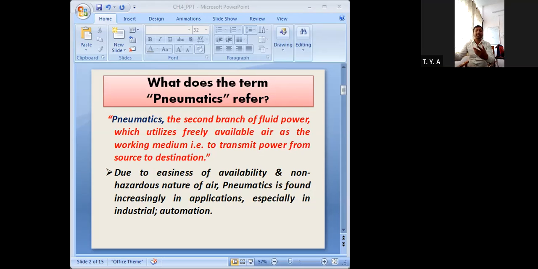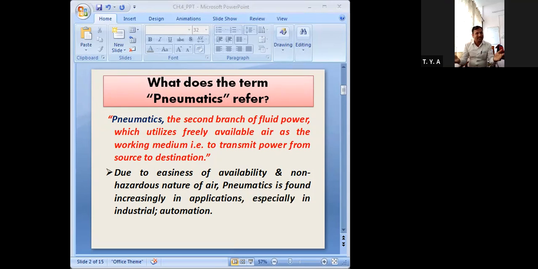So I am taking it in another word, pressurized or compressed air, and we utilize it as a working medium to transmit power from the source to the destination, where we want to perform or obtain the work. So first is the generation, control, and transmission of power using compressed air or pressurized air, and that is called pneumatics.